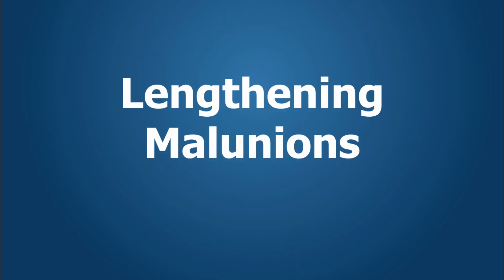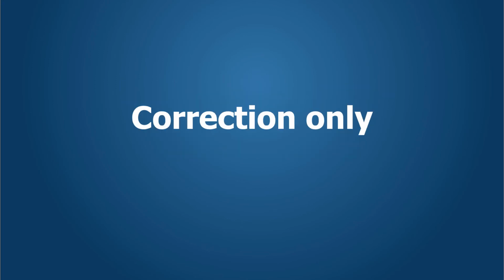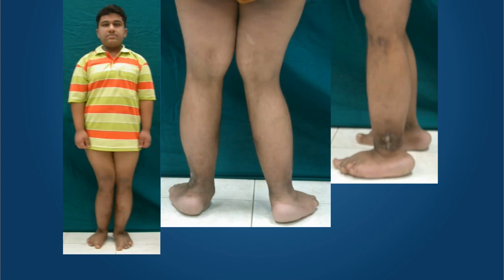Now, let us go on to lengthening malunions. As you know, limb lengthening can give rise to a lot of complications. The commonest complication is axial deviation, and malunions as a result of lengthening are not uncommon. So, perform correction only, as in this young lad with chondrometaphyseal dysplasia who had a valgus deformity and procurvatum deformity as a result of lengthening.